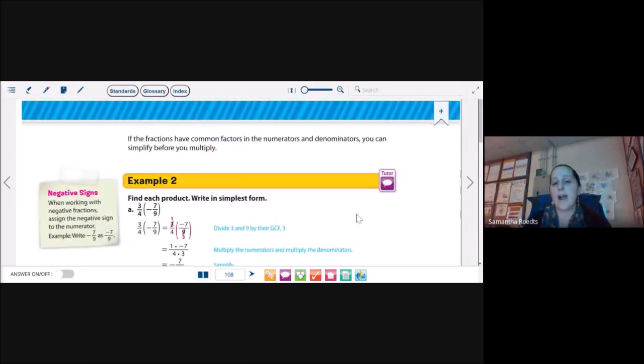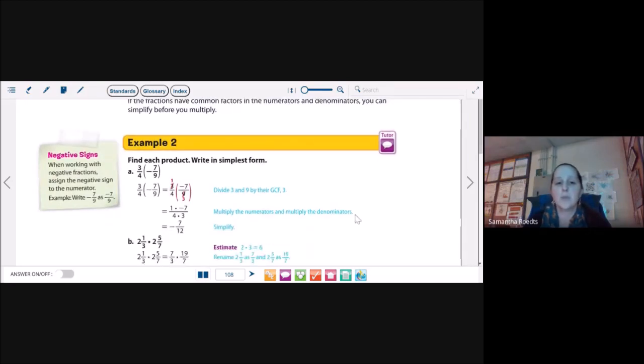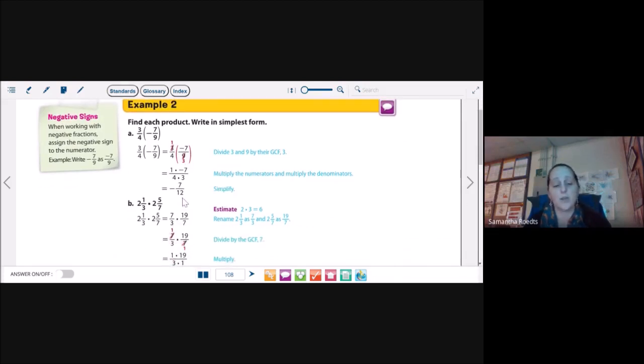If the fractions have common factors in the numerators and denominators, you can simplify before you multiply. So find each product, write in simplest form. 3/4 times -7/9. So I can notice that 3 and 9 have common factors. I can divide both of them by 3. 3 divided by 3 is 1. 9 divided by 3 is 3. So I have 1 times -7 over 4 times 3. This gives me -7/12. You can still multiply through and then simplify. You'll get the same answer. It's just whichever is easiest for you. I find this way easier because then I'm dealing with smaller numbers.